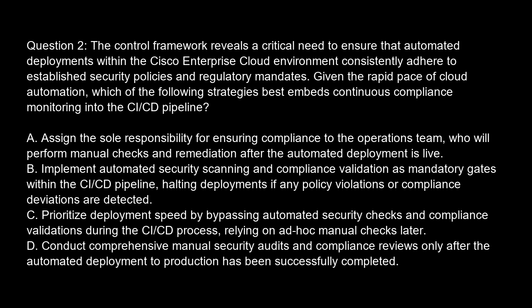Option B. Implement automated security scanning and compliance validation as mandatory gates within the CI/CD pipeline, halting deployments if any policy violations or compliance deviations are detected. Option C. Prioritize deployment speed by bypassing automated security checks and compliance validations during the CI/CD process, relying on ad hoc manual checks later. Option D. Conduct comprehensive manual security audits and compliance reviews only after the automated deployment to production has been successfully completed.